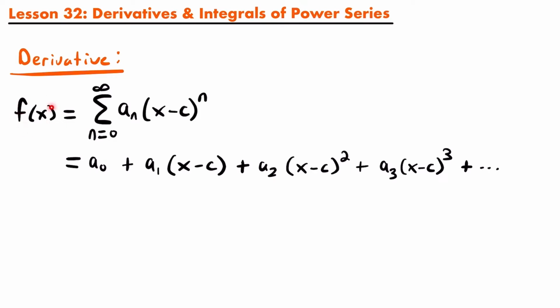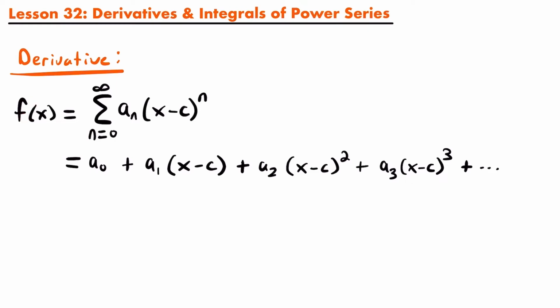Remember that a function f of x is equal to a power series where we have the sum from n equals 0 to infinity of a sub n times (x minus c) to the power of n. This is a power series centered at the value of c. Here I have the first couple terms of this power series: a sub 0, then a sub 1 times (x minus c) to the first power, then a sub 2 times (x minus c) squared, and then a sub 3 times (x minus c) cubed, and so on. These terms of this power series create a function f of x.